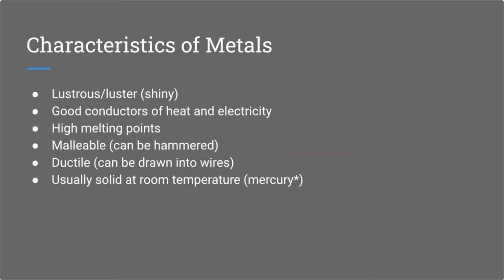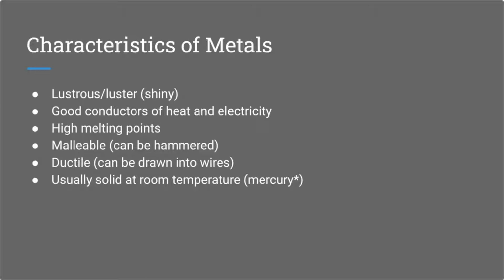All right, guys. So these are the characteristics of metals. They are shiny, they have high luster, they are good conductors of heat and electricity. So think of the wiring that's inside your home. All of that is probably copper or some other type of metal because metals are incredibly good conductors of electricity.